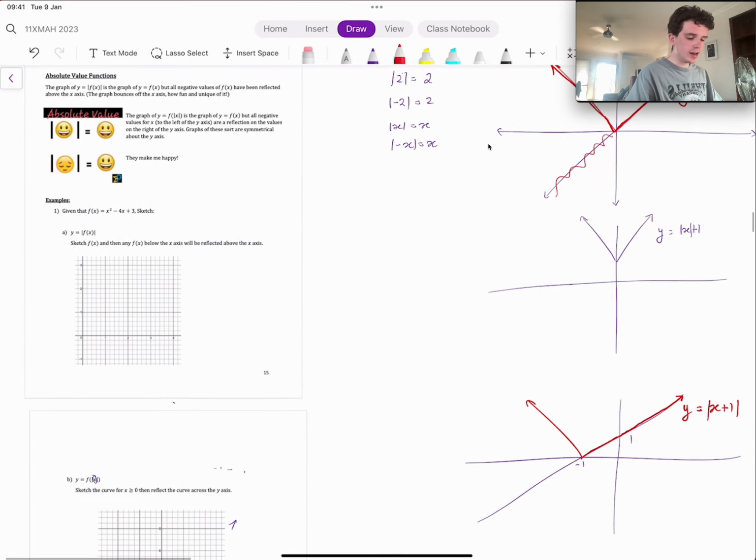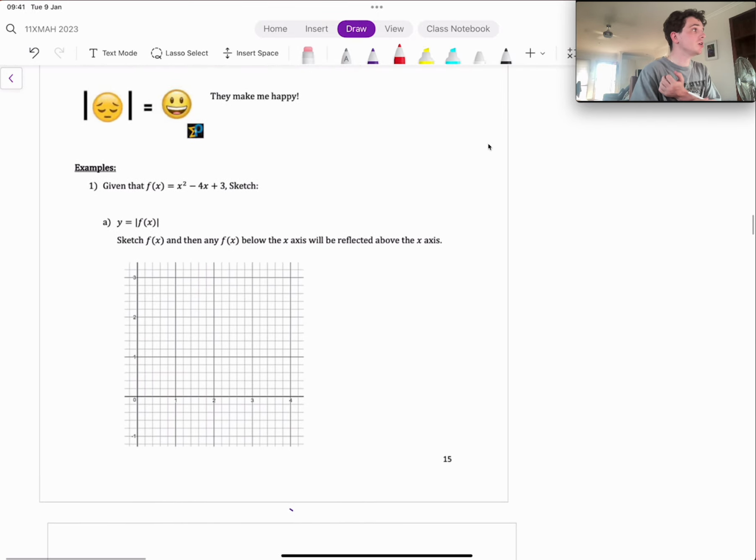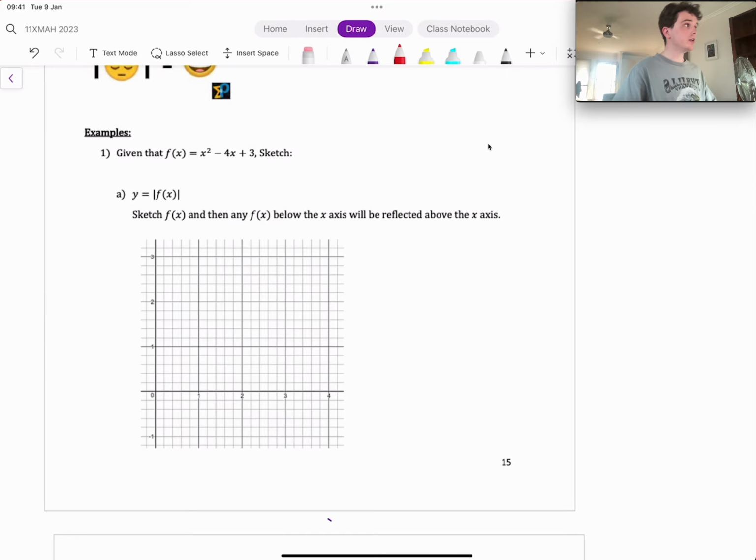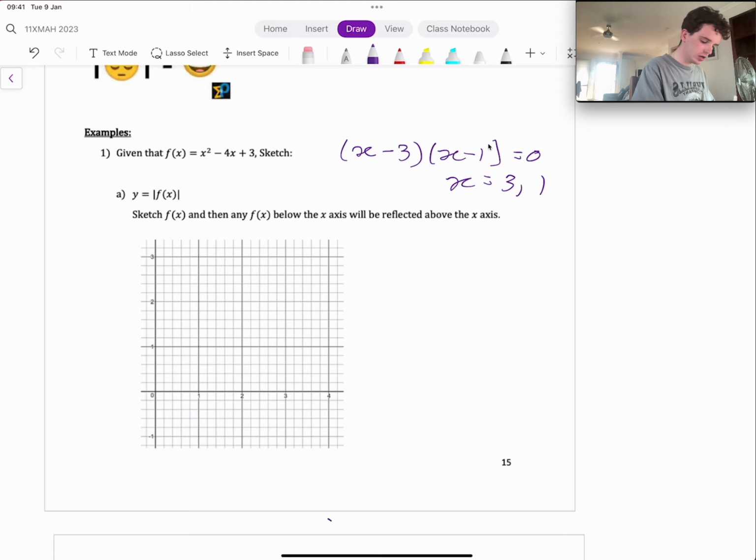So let's consider what happens if we take the absolute value of a given function, like this parabola here. Well, if we wanted to find the absolute value of that function, we first of all need to draw the parabola. So we can factorize that parabola and get x minus 3, x minus 1, make that equal to 0. We'll get our solutions of 3 and 1, and my y-intercept is 3.